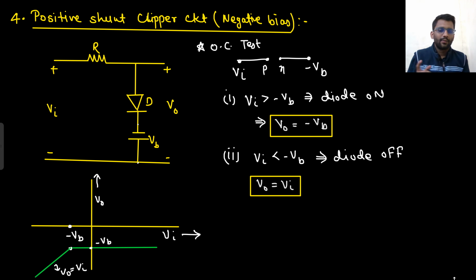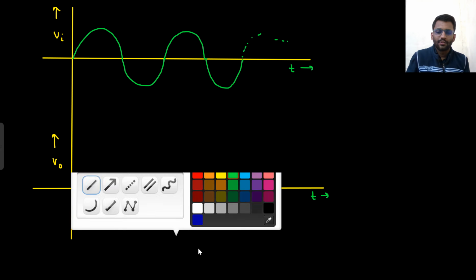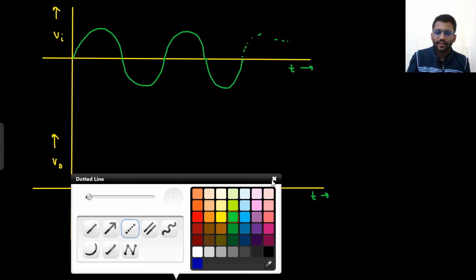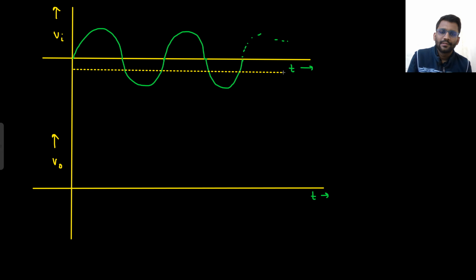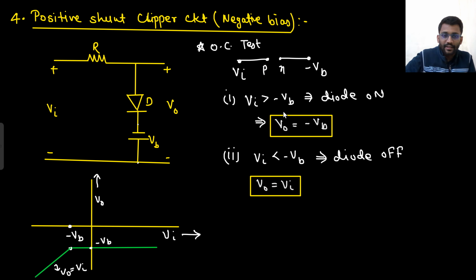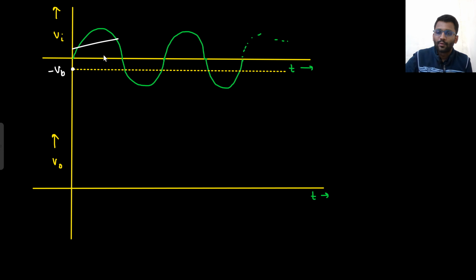Well and good. Now you can draw this graph on your own. So what is the cutting point? That is minus VB. For V in greater than minus VB, it's always minus VB. For all these points it will always be minus VB, and less than that, it will follow the input.